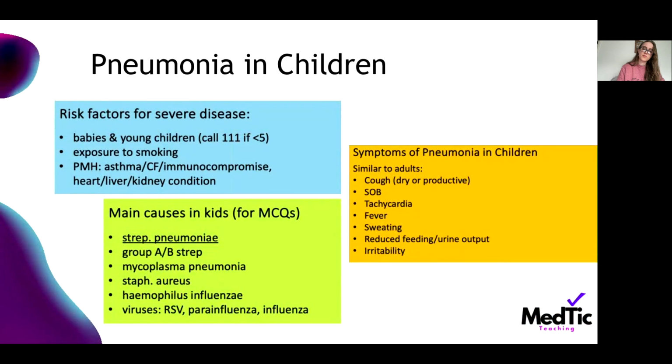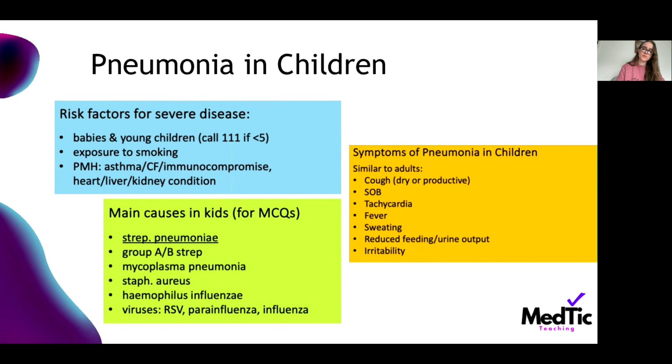So another cause of cough that we're covering here is pneumonia. Kids can absolutely get chest infections like adults. The causes are slightly different in terms of what's most common for kids, but the most common is Strep pneumoniae. And I've popped some other ones on here, including some viruses. If they are under 5, they are at risk of getting more unwell, so we should advise parents to call 111. And if they're exposed to smoking or they have a past medical history that puts them more at risk of getting unwell, they should be seen in the paediatric assessment unit.